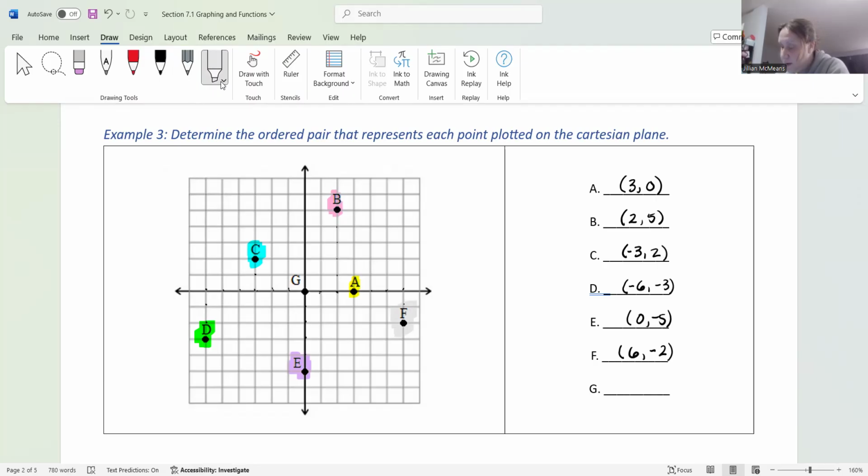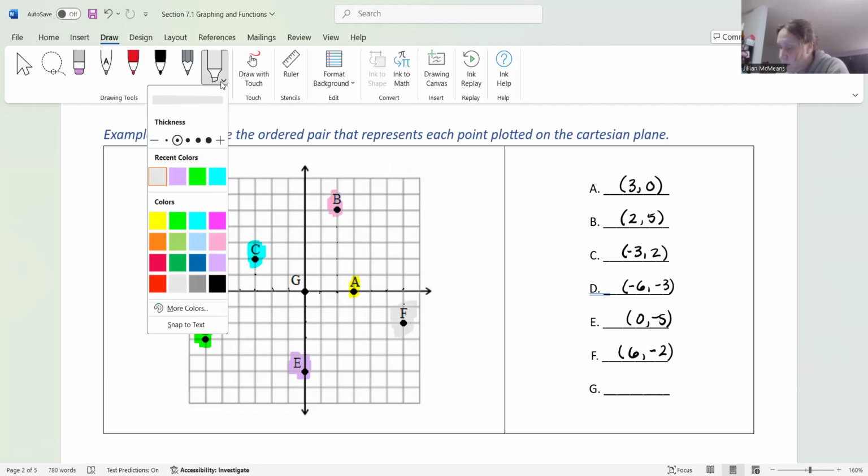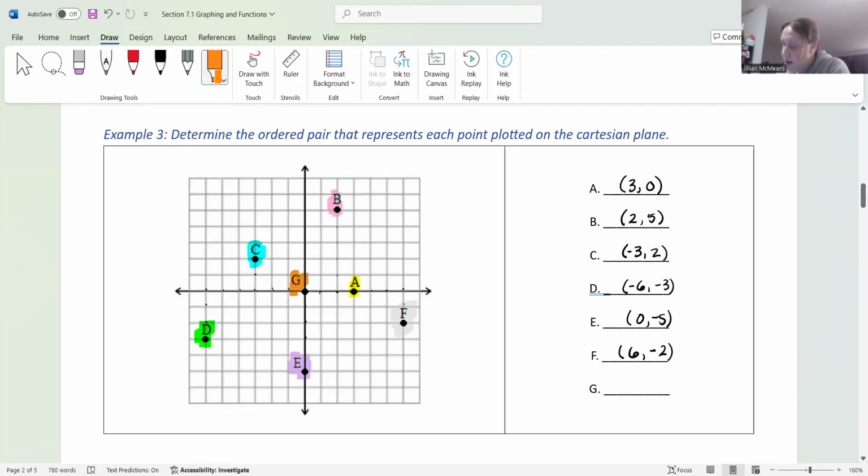One more color. Let's see what I can come up with. Let's do this orange color. So G is orange. And what would we have to do from the origin to get to G? Absolutely nothing. I wouldn't want to go left or right. I wouldn't want to go up or down. The point G is at the origin, and the origin is the ordered pair 0, 0.